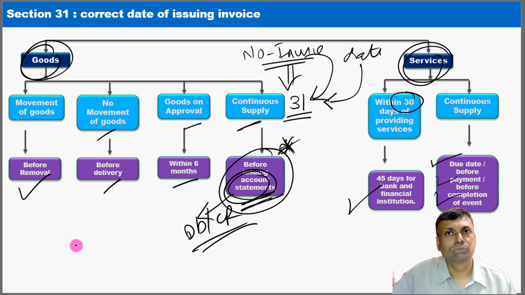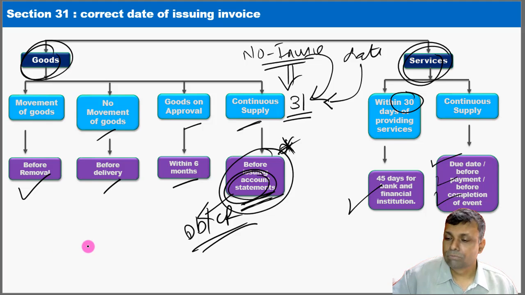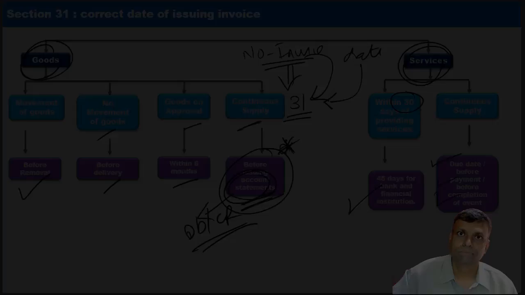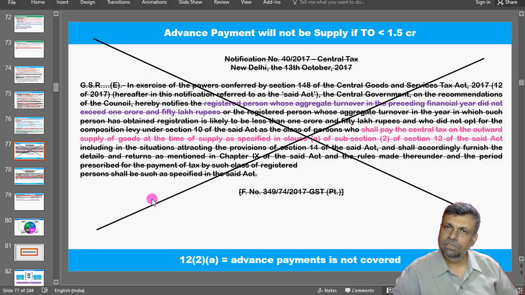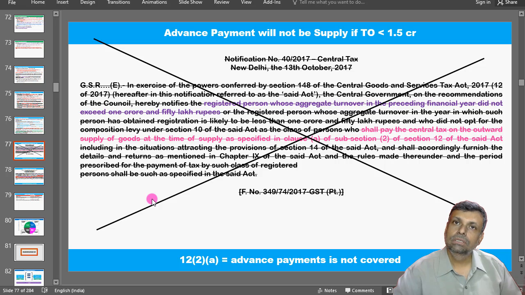In detail, friends, I already discussed a lot of questions I have solved on this particular front. Just take a little bit of time, turn those particular pages, and just go through them. Right now there is no point in solving the questions, but just go through those particular questions which highlight all these concepts, the correct date of issue of invoices, and the time of supply of goods or services, as the case may be. Now friends, let me take up some discussion with respect to the time of supply.